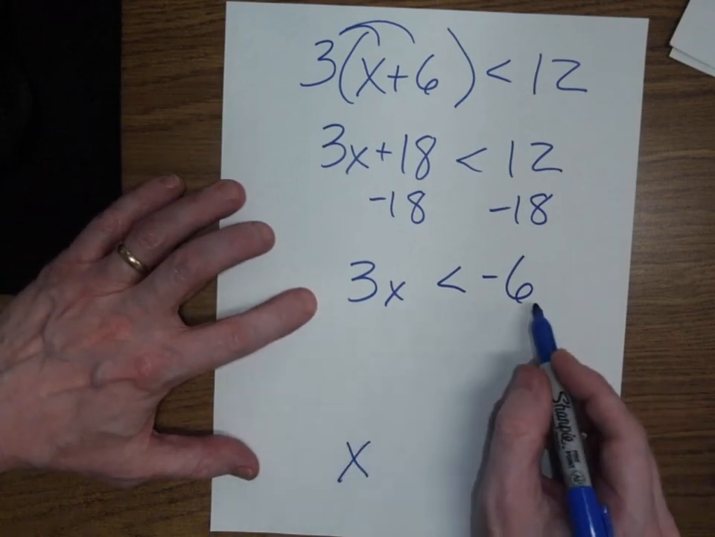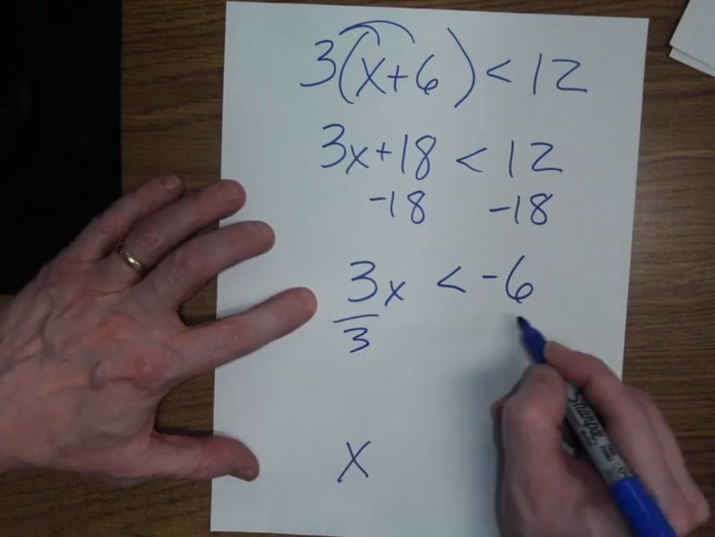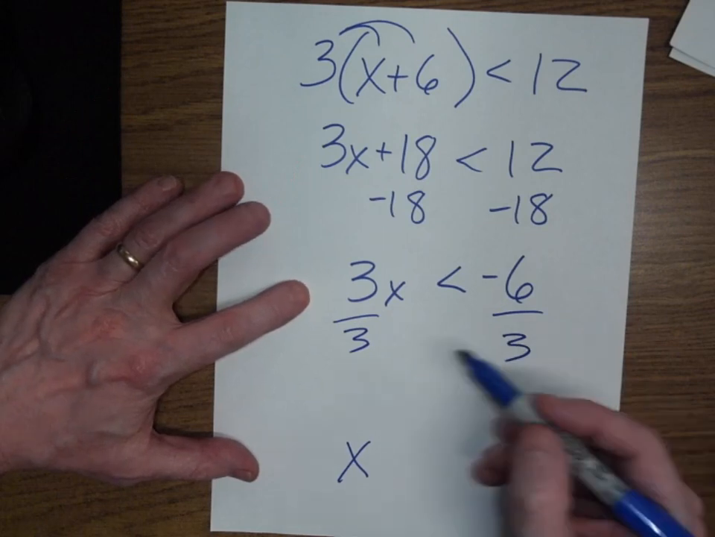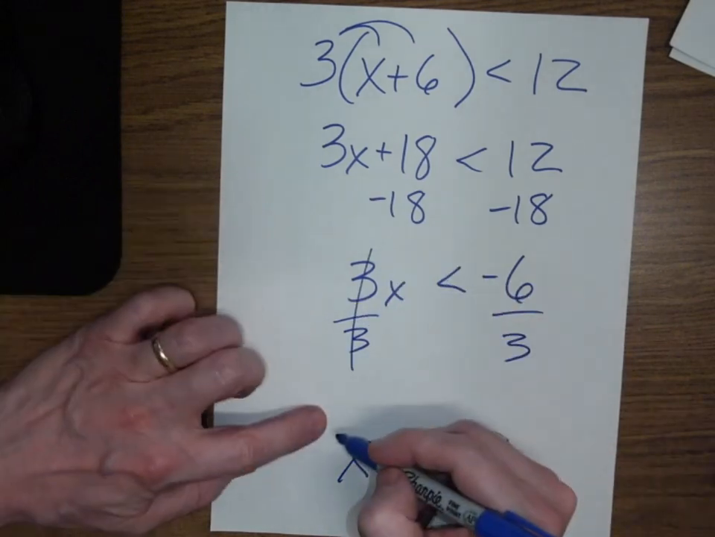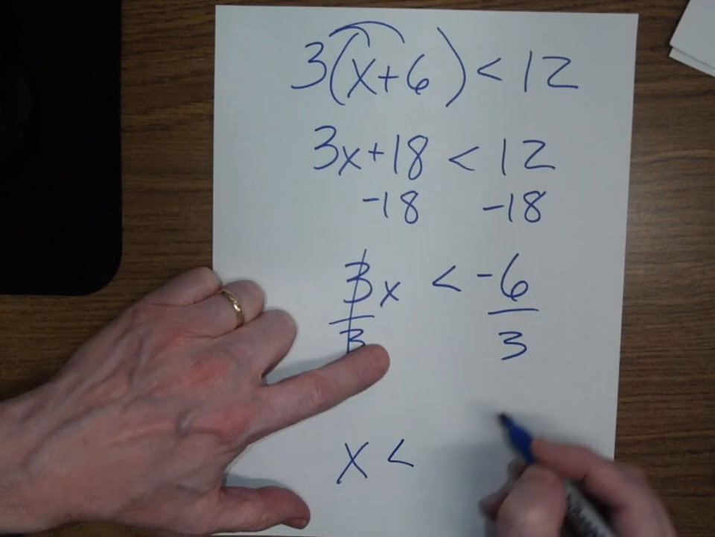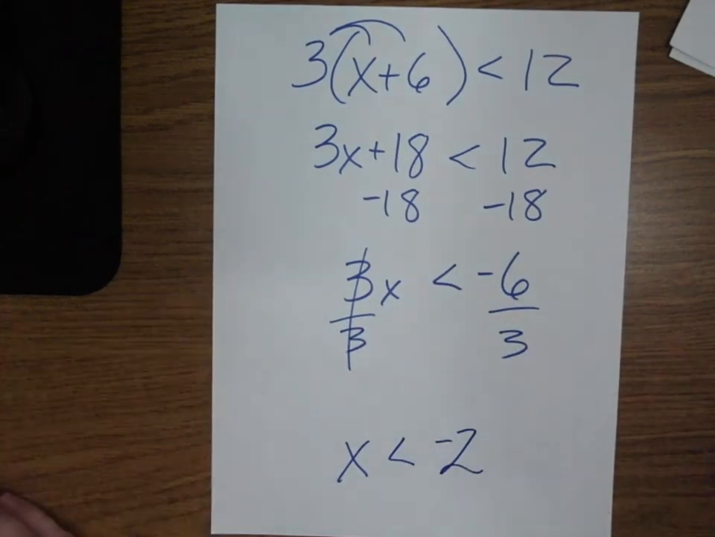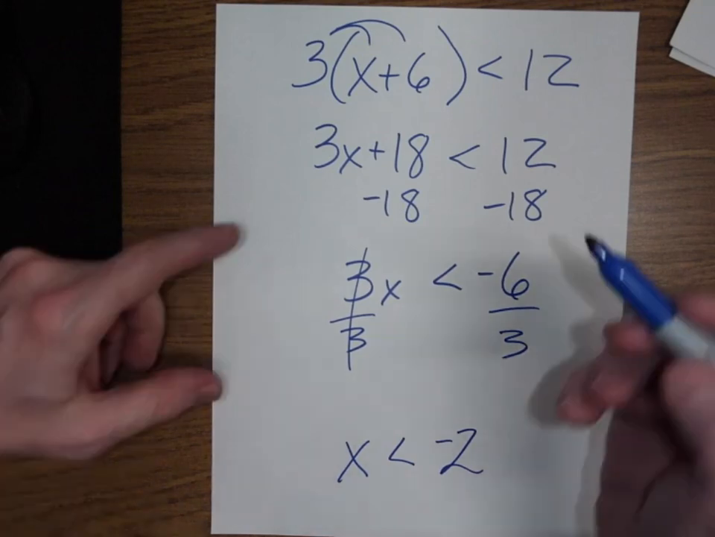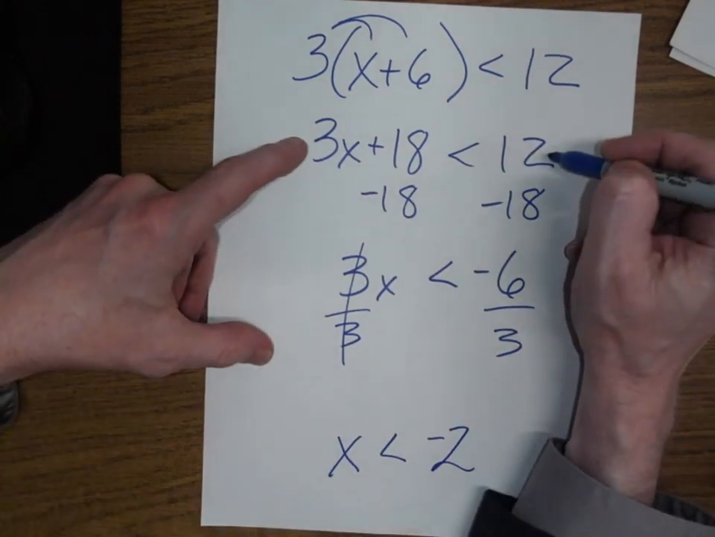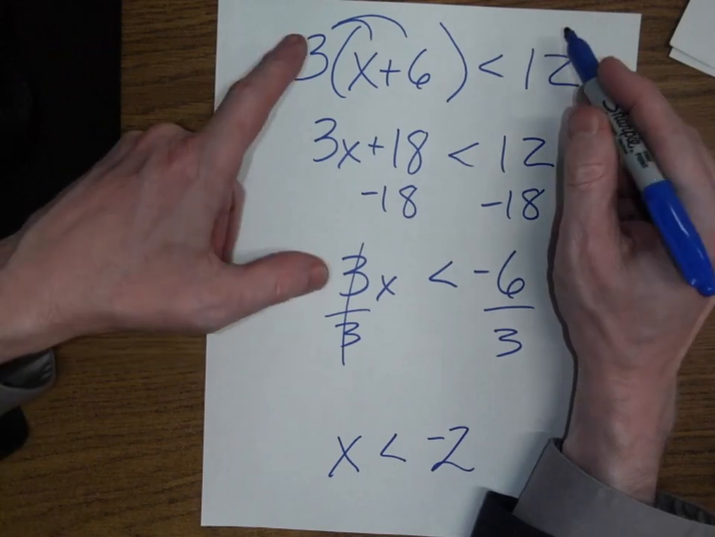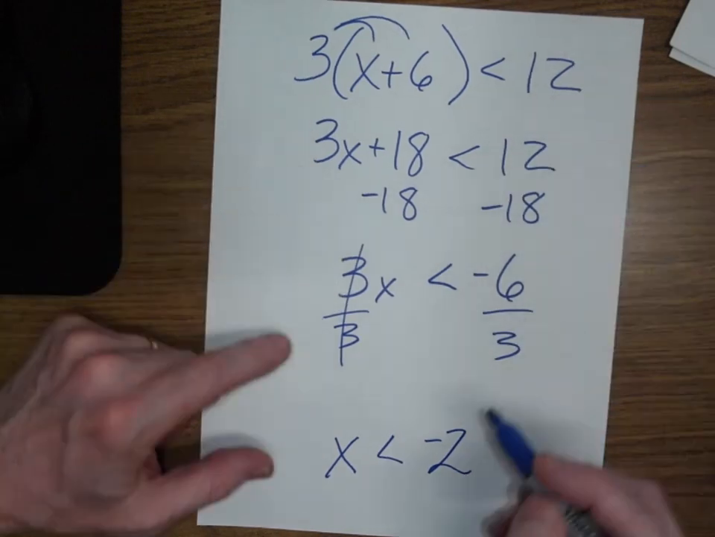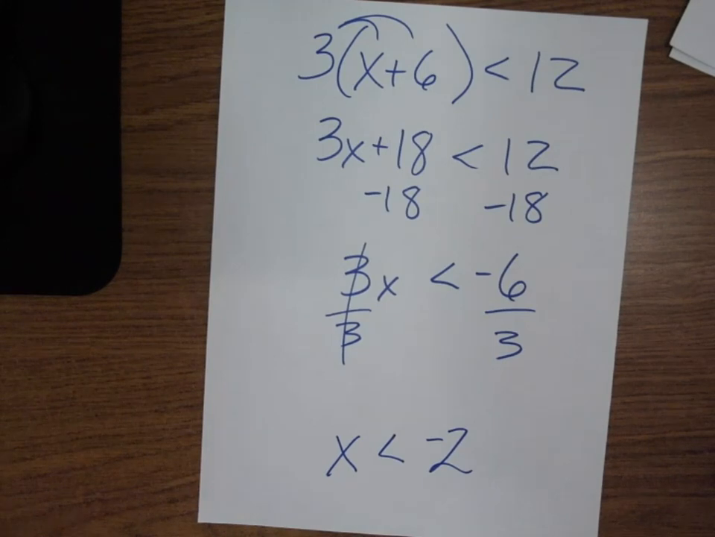And then when you divide by 3 to get the x by itself, divide the 3 off of both sides. The 3's go to 1, so it's x is less than, and on your calculator you would get -2. The multi-step may sound scary, but it's really simply more than 2 steps. Here's a 2-step inequality. There's just more steps needed to get to here, and then finally to isolate the variable.